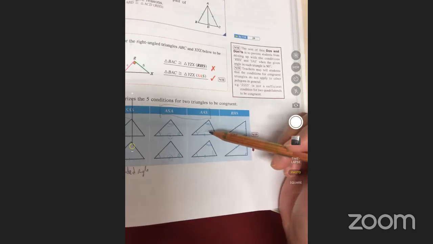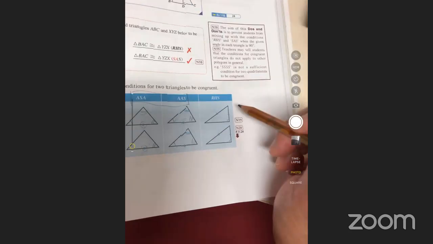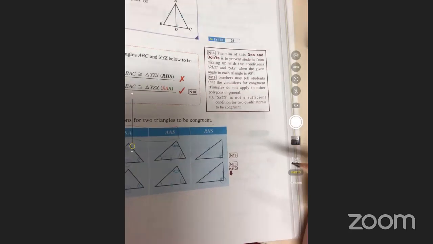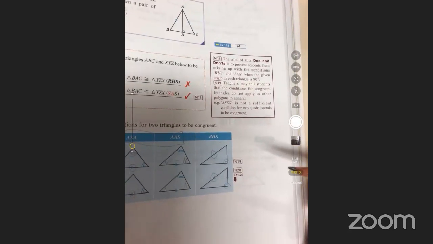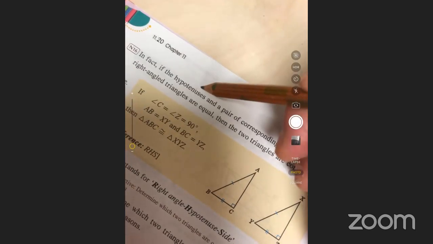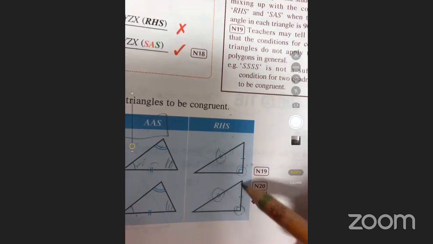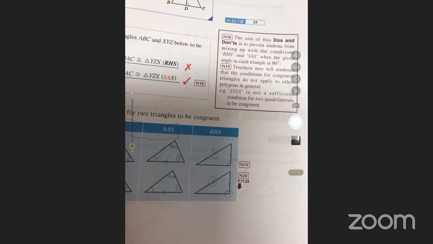And then this case is just a right angle triangle. But be very careful. RHS means if I have a right angle here, and I know something about this side, this is called the hypotenuse, and one more pair of corresponding sides are equal, then in this case, these two right angle triangles are congruent. And then the reason is RHS.